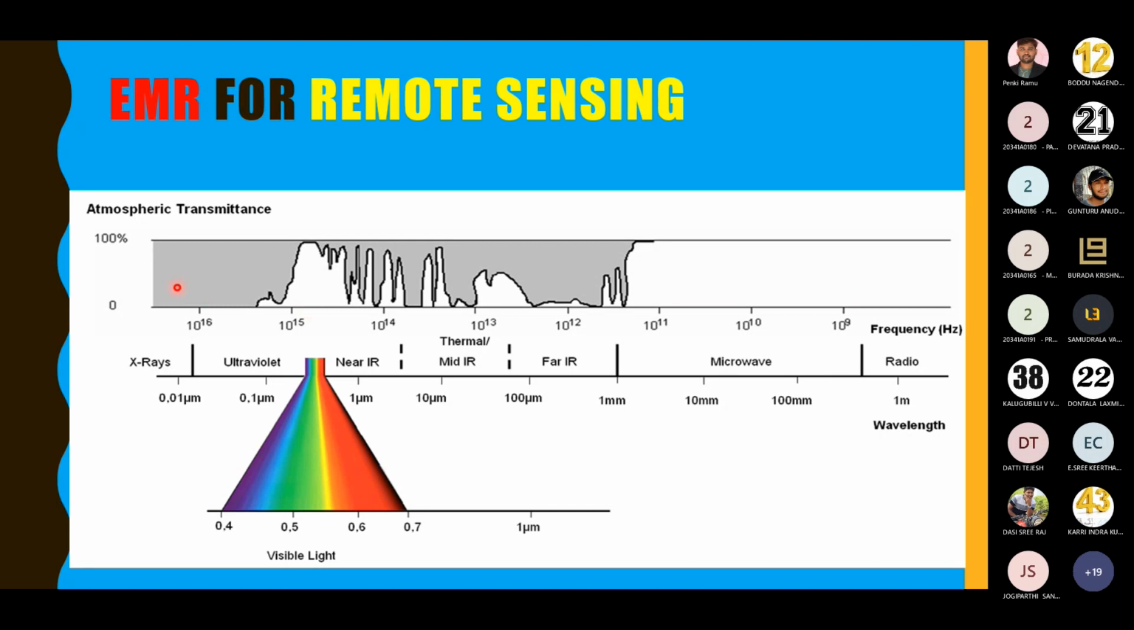Whereas if I talk about X-rays, X-rays will also be coming from the Earth's surface, but these X-rays and ultraviolet rays are completely absorbed by the atmosphere. The atmosphere will not transmit these portions of the electromagnetic spectrum onto the Earth's surface. That's why there is zero atmospheric transmittance here. So those regions where the atmosphere is transparent to the incoming energy are called atmospheric windows, and these regions are essential for carrying out remote sensing.